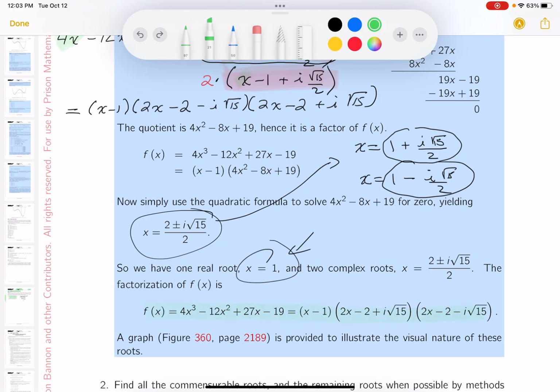This is the factored form. Am I getting the same answer? Let's take a look. I get the x minus 1. I get the 2x minus 2 plus i root 15 and 2x minus 2 minus i root 15. Yeah, looks like they're pretty good. And I get all 3 roots. All right, let's go to the next problem.